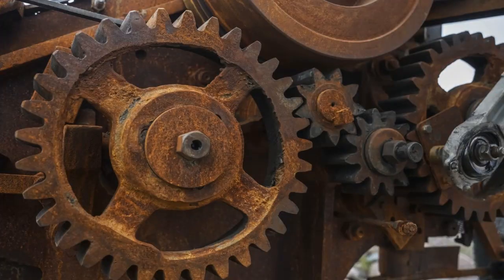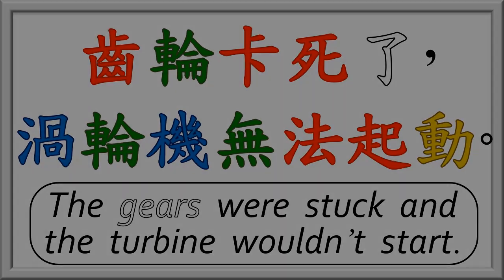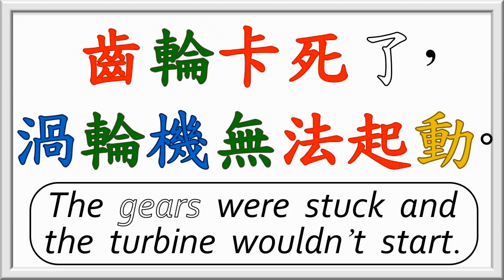Of course, objects that resemble teeth, such as cogwheels or gears, will naturally use this character. 齿轮卡死了，涡轮机无法启动. The gears were stuck, and the turbine would not start. Since our teeth are important for speaking, there's another use of 不齿 to mean unspeakable, unmentionable, disreputable, or beneath contempt. Certain things simply do not pass our lips, or our teeth for that matter.